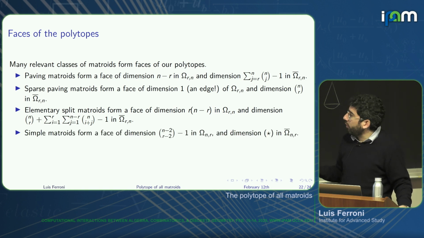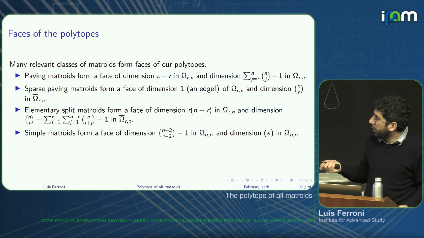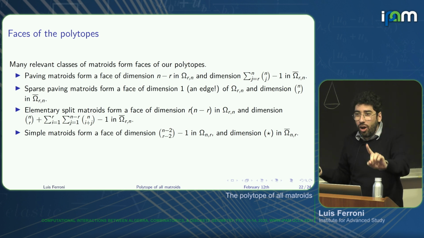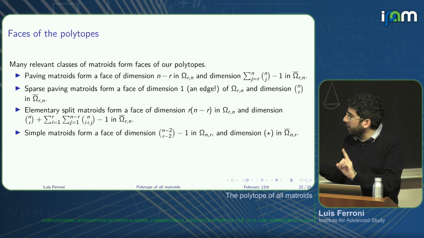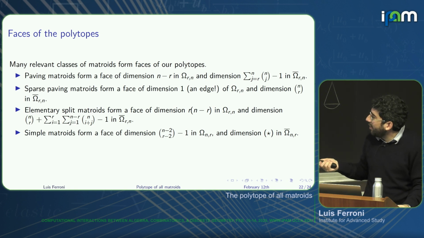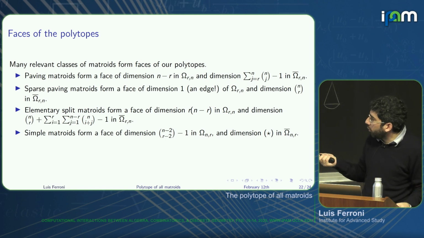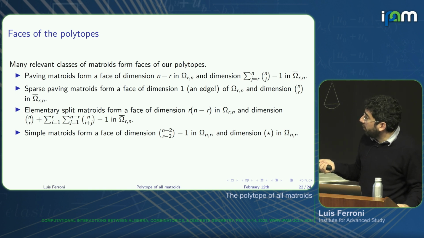And simple matroids also form a face. The dimension is n minus 2 choose r minus 2, minus 1 in the unlabeled polytope, and I mention some entry of the Chow polynomial of some uniform matroid. I can be very precise about that, but I didn't want to write it because it's too early. Maybe in the evening I can write it. Yeah, this is a horrible number. It will involve Eulerian numbers and Chow rings of matroids and whatever. But you can compute the dimension of simple matroids in the labeled polytope.